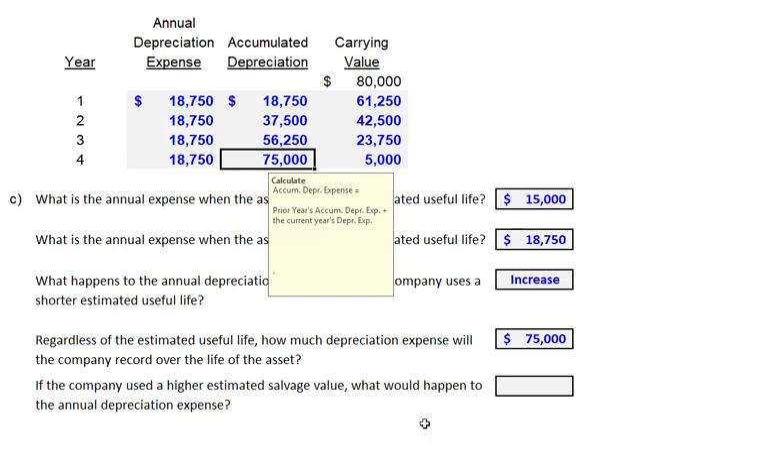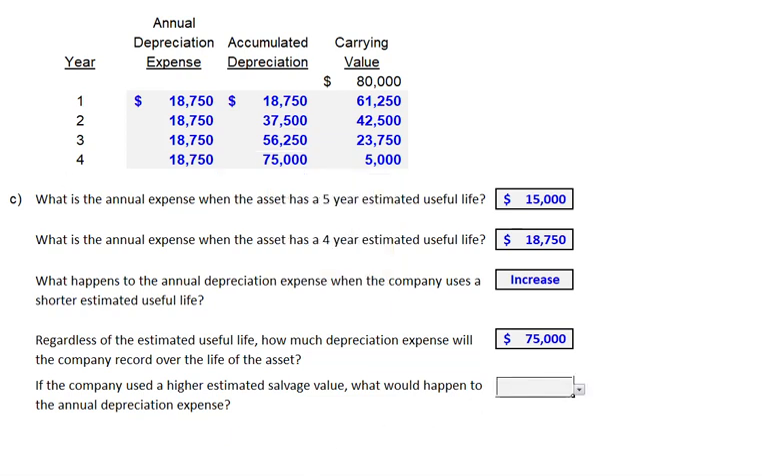What would happen if the company used a higher estimated salvage value? What would happen to our annual depreciation expense? So let's say we had an $80,000 cost and a $40,000 estimated salvage value. Well, now we've got $40,000 to spread over either a 5-year period or a 4-year period. So if we have a higher estimated salvage value, our annual depreciation expense decreases.